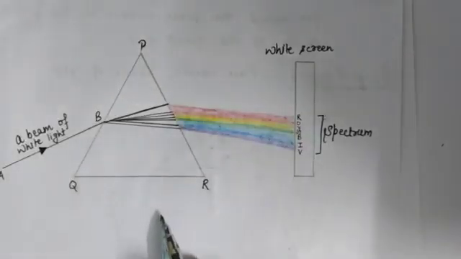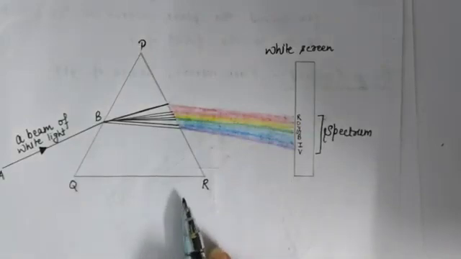We can also show that white light consists of 7 colors. And how can we show? Means how can we see this spectrum?